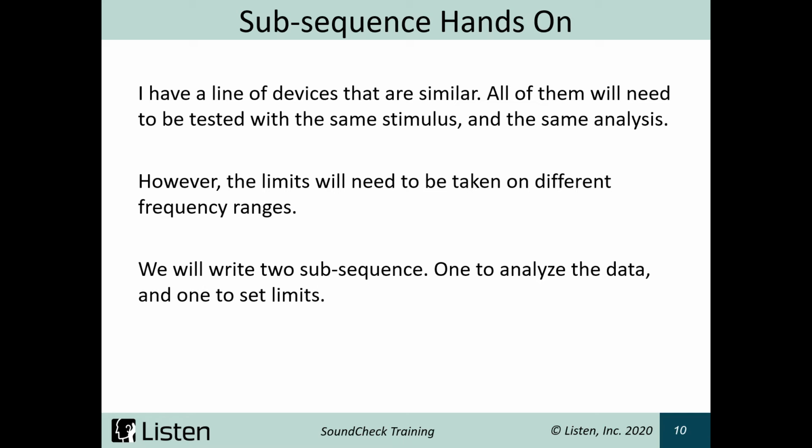In this example, I have a line of devices that are all pretty similar, and all of them are going to be tested with the same stimulus and get the same analysis, but the limits we'll need are going to be different. I'm going to take them just on different frequency ranges. What we're going to do is write two subsequences. One's going to analyze the data, and one's going to set the limits.